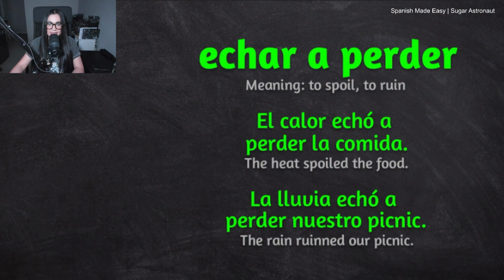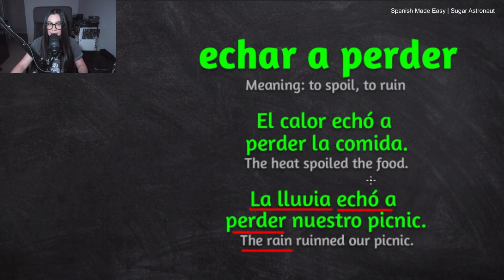So let's break this down and let's see how this sentence works. La lluvia means the rain. Lluvia means rain. La means the. La lluvia. And also, remember, this is a noun. Lluvia is a noun. And it's a feminine noun. So that's why you have to say la lluvia. La is a feminine definite article used for feminine nouns. Okay, now let's continue. Echó a perder.